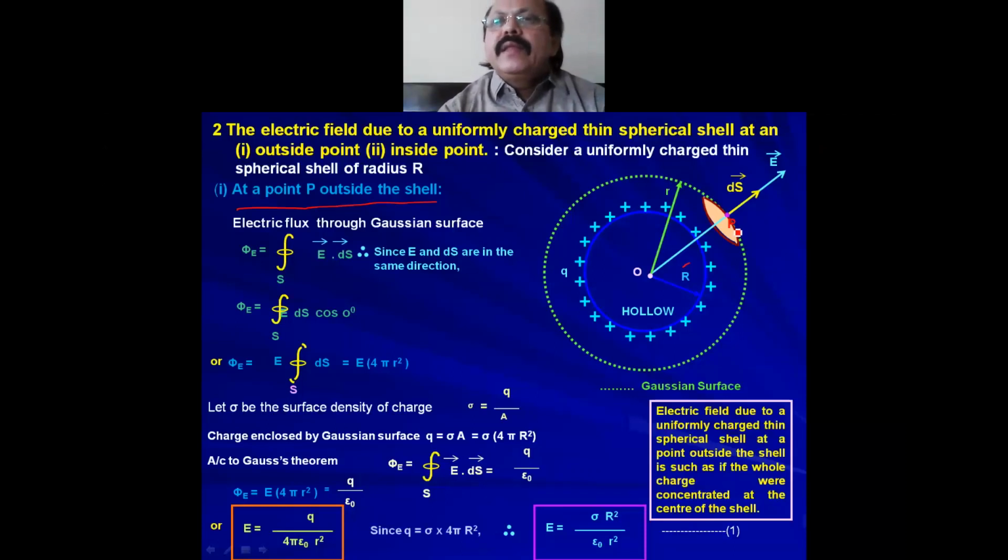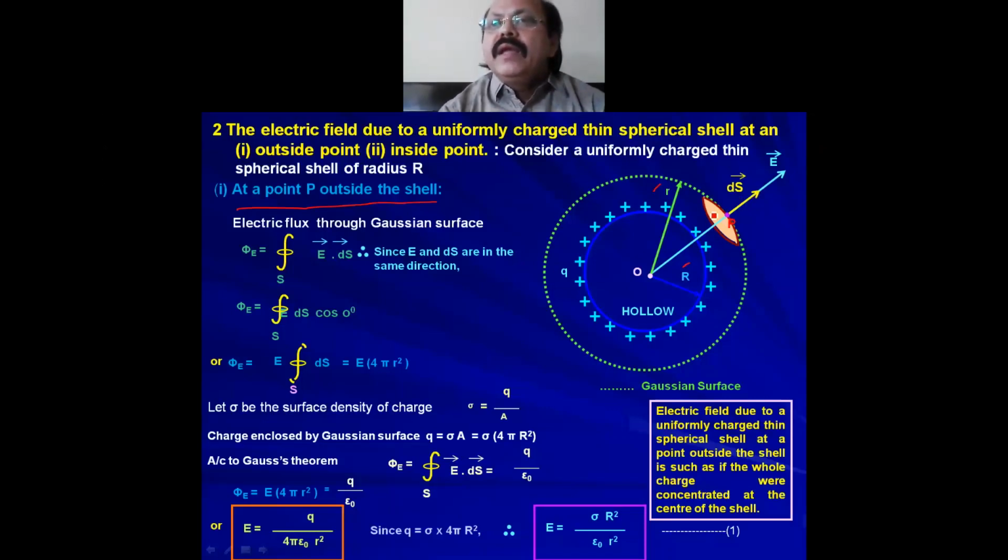Then for enclosing this charge, we take a Gaussian surface, that is a spherical Gaussian surface whose radius is small r, which is represented by green dotted lines. Then at point P, you focus on the direction of the electric field intensity due to the plus q charge, which is radially outward.